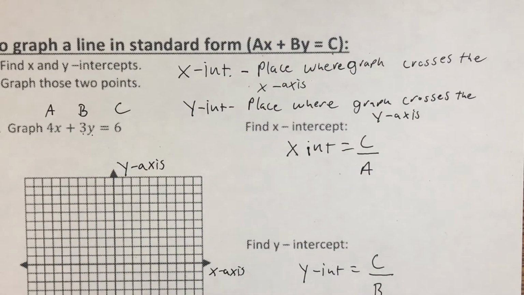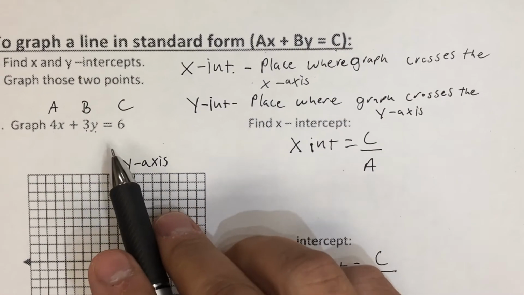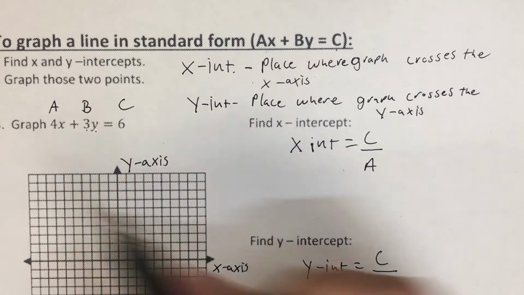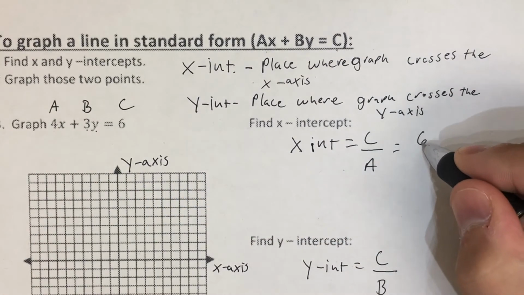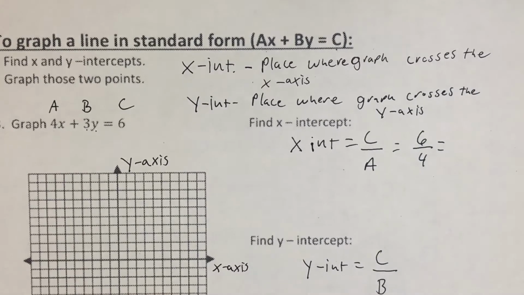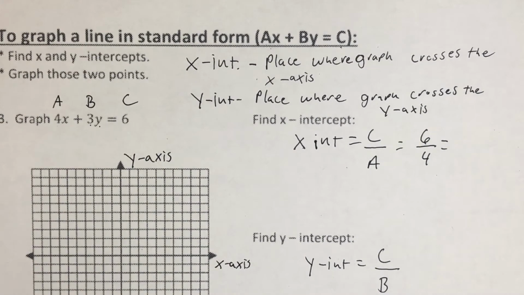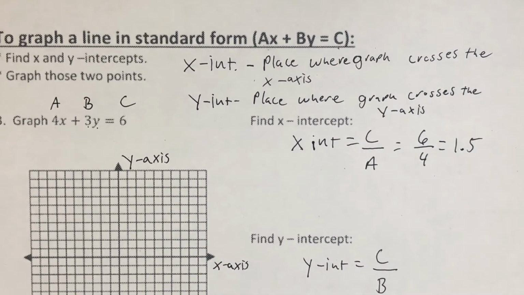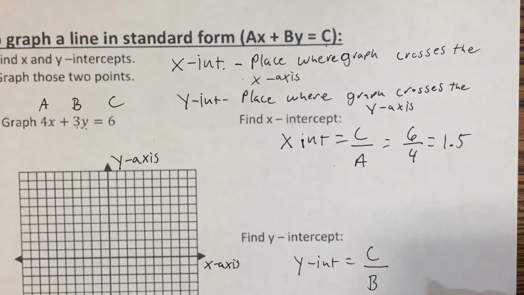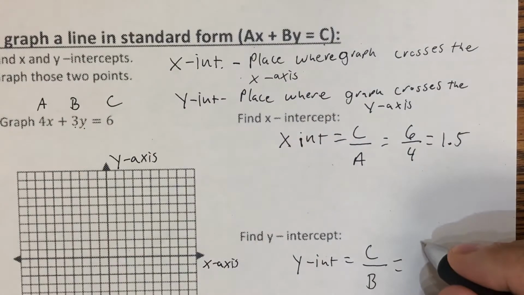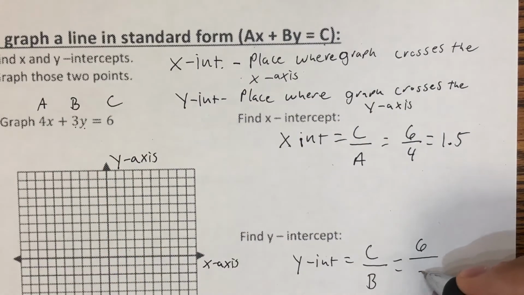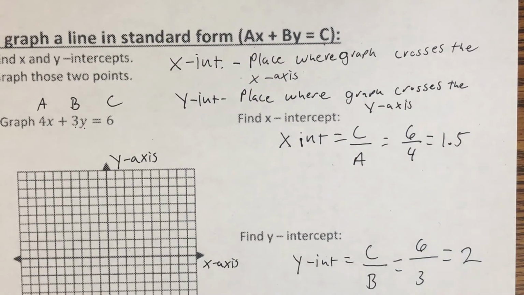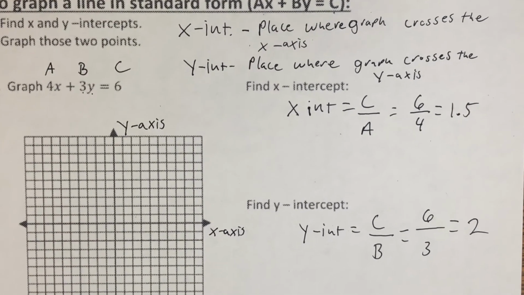So for me to find the x-intercept, I just need to take 6 over 4. And 6 divided by 4, we'll take a decimal for that. That is 1.5. The y-intercept is c over b. So in this case, c is still 6, and b is 3. 6 divided by 3 is 2. So now I have my x-intercept and my y-intercept.